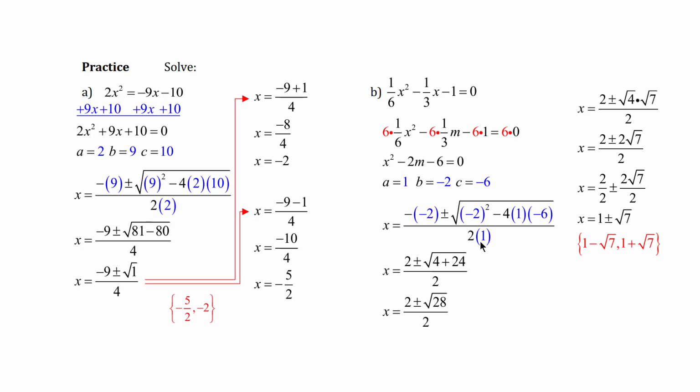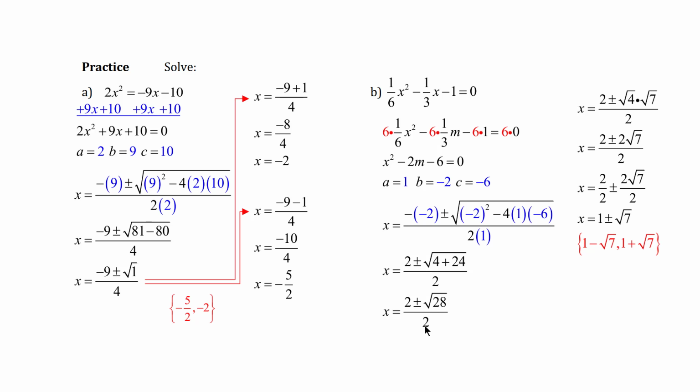Next, we simplify. Starting with the numerator, minus the negative 2 becomes positive 2. Negative 2 squared is 4. Negative 4 times 1 times negative 6 is plus 24. In the denominator, we have 2 times 1, which is just 2. So the result is x equals 2 plus or minus the square root of 4 plus 24 all over 2. Next, we have 4 plus 24 is 28. So we have x equals 2 plus or minus the square root of 28 over 2.